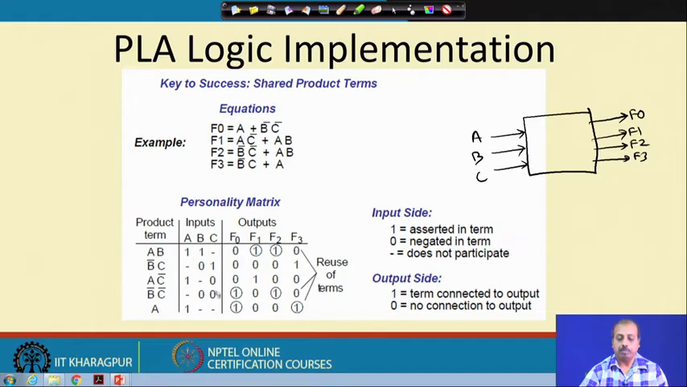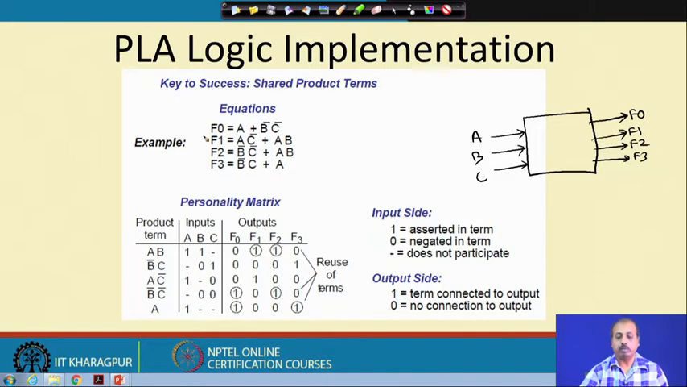Okay. So, this way I am writing the input side corresponding to the product terms that we have in this expansion, and then on the output side, if the corresponding product term is being used, then I will be putting a 1, otherwise I will be putting a 0. For example, the term A B is used by F1 and F2, it is not used by F0 and F3. So, for F0 and F3 I have got a 0 for the first row and I have got 1s for F1 and F2. So, this is known as the personality matrix of the PLA, of the programmable logic array.